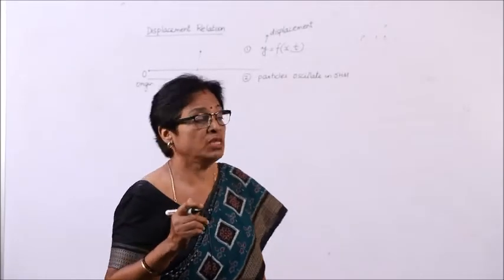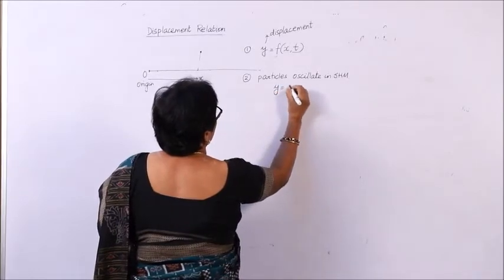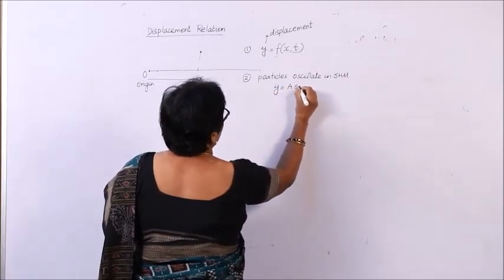That is the thing: y will be something like y equals a sin omega t.